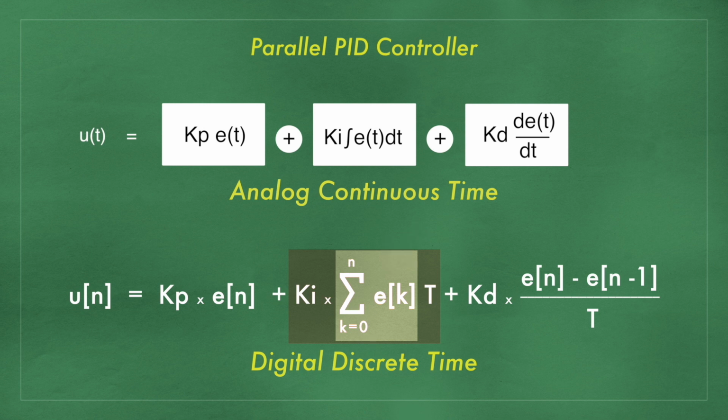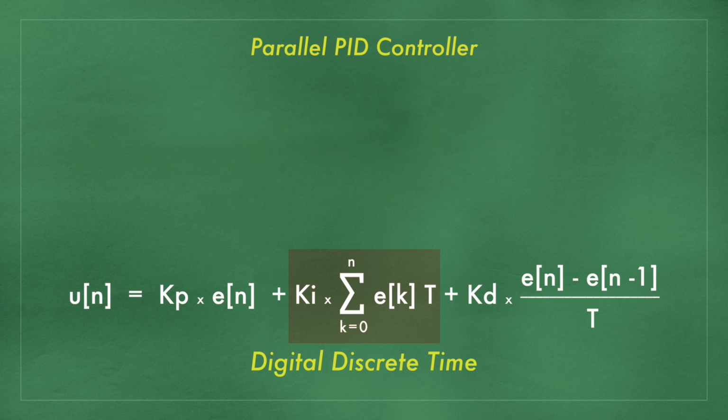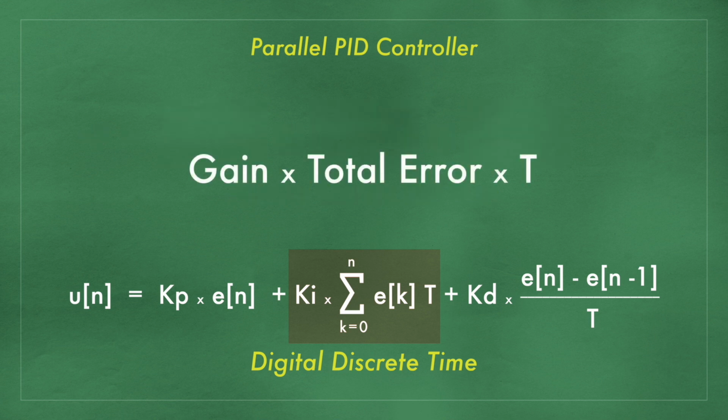This includes the sum of all the previous errors as well as the current error. And then we multiply it by the time constant t, which, if you can remember from the previous video, was the time set for the interrupt. So the code we need to add will look like this: gain times total error times t.